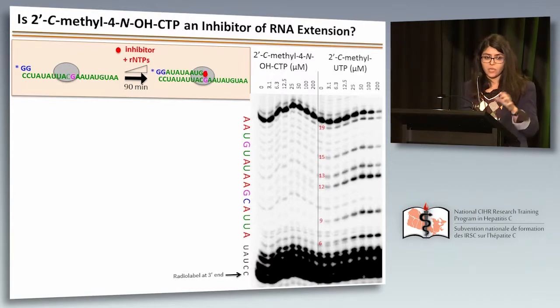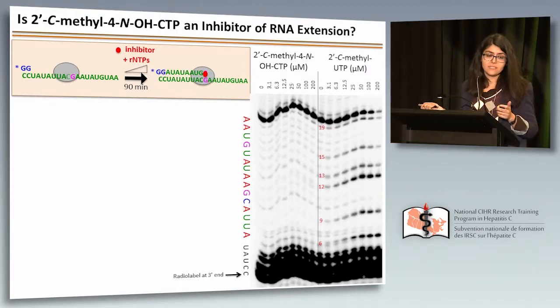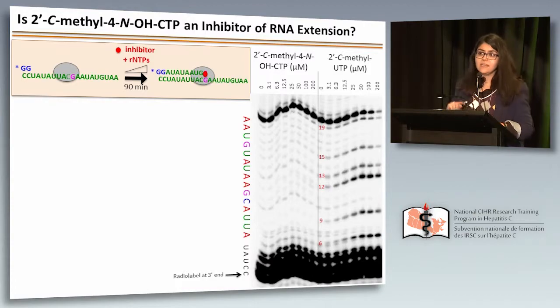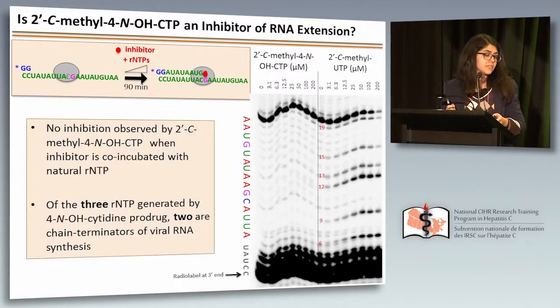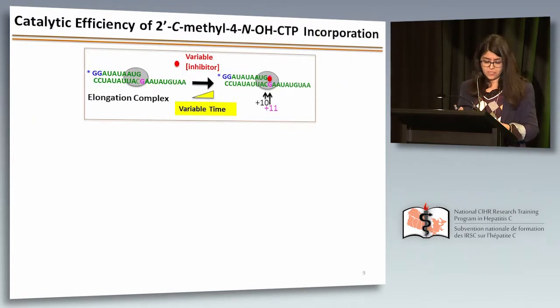and we can obtain an IC50 value. Now, if you look at the left panel with the 2'-methyl-4-NOH CTP, you can see that increasing the concentration of inhibitor does not correlate with inhibition of full-length RNA synthesis, and furthermore, we don't see any cytidine analog-specific pausing sites. So this suggests that under these conditions, when the nucleotides compete with the inhibitor, we don't see this inhibition. So of the 3 nucleotides generated, likely only 2 of them contribute to inhibition.